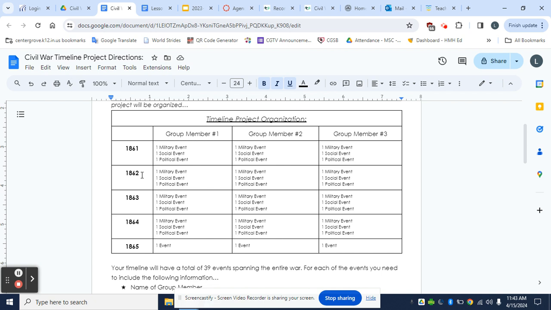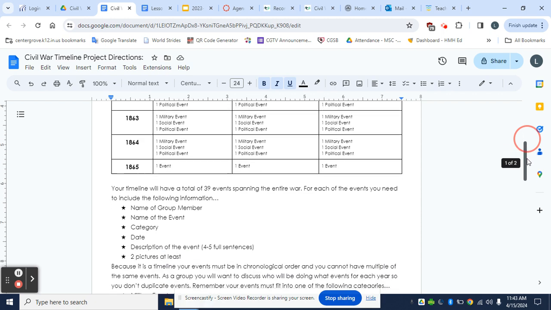If you are group member number one, you can see that you will be providing for each year of the war, with the exception of 1865, one military event, one social event, and one political event. For each year of the war, that means there will be three military events, three social events, and three political events, because there are three people in a group, and each person needs to have one event per category per year. Your timeline will have a total of 39 events spanning the entire war.